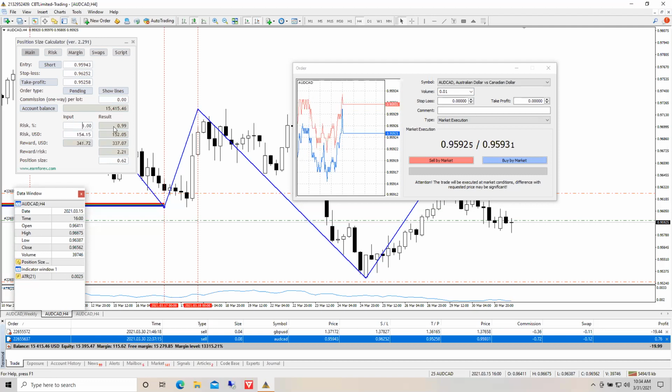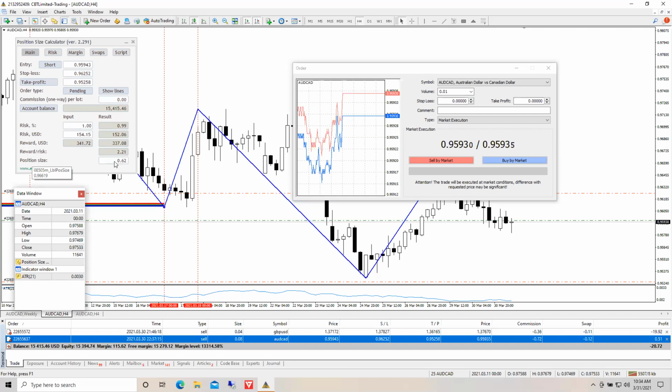If we actually use 0.99 because it likes to round things down a bit, then that will be the risk that we're taking, bearing in mind that slippage might cause a bit of a difference if our broker causes that slippage. It also works out our potential reward and gives us a reward to risk ratio, which is absolutely awesome, 2.21 to 1.